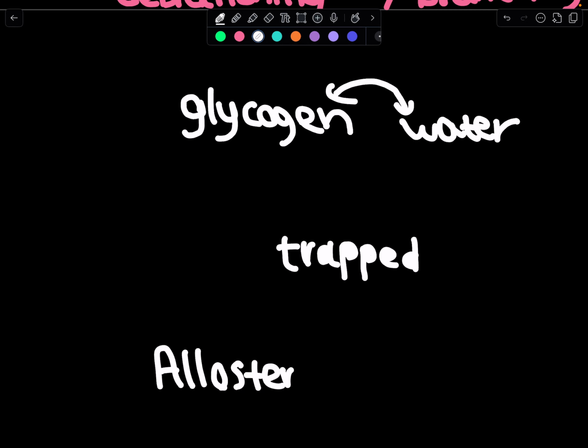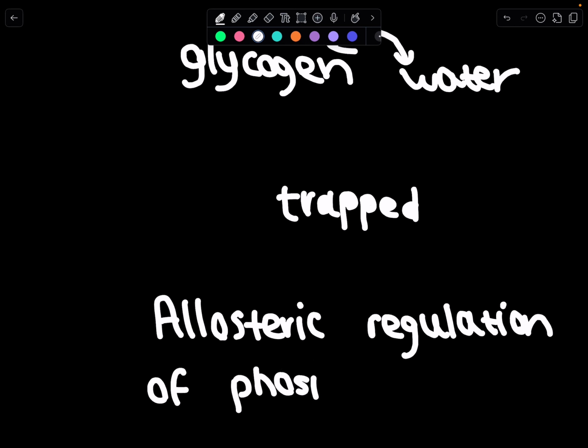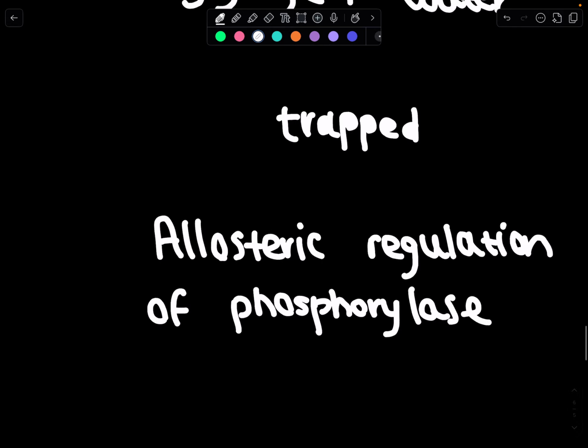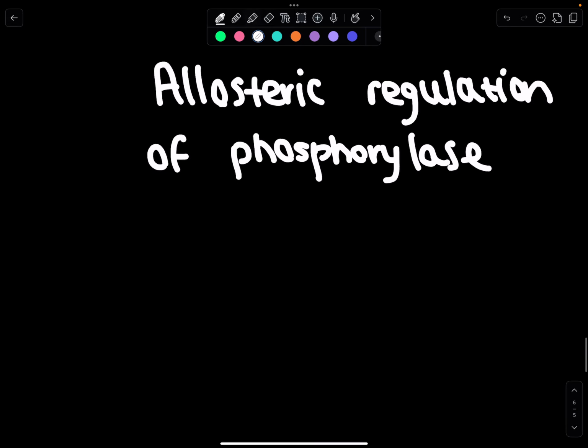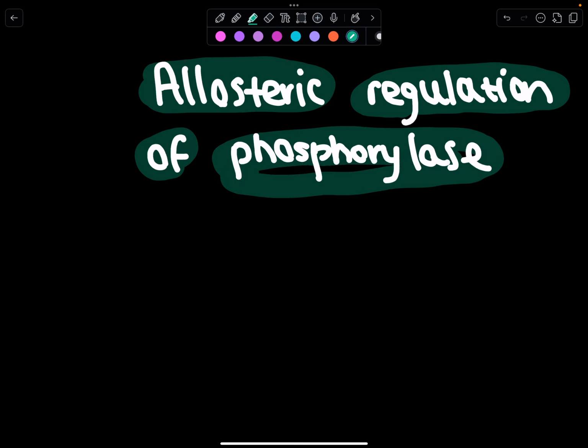Allosteric regulation of glycogen phosphorylase in liver and muscle cells controls glycogen breakdown by responding to metabolic signals. In muscles, glucose 6-phosphate and ATP bind to phosphorylase, inhibiting it when energy is high, while AMP activates it during energy demand, like exercise. In the liver, glucose acts as an allosteric inhibitor, slowing glycogenolysis when blood sugar is sufficient, ensuring glycogen is broken down only when needed. Want more on how this ties to hormonal regulation or specific triggers?